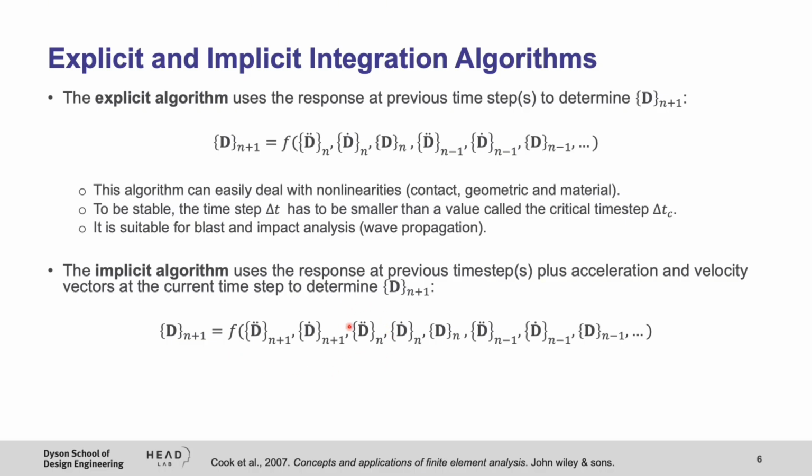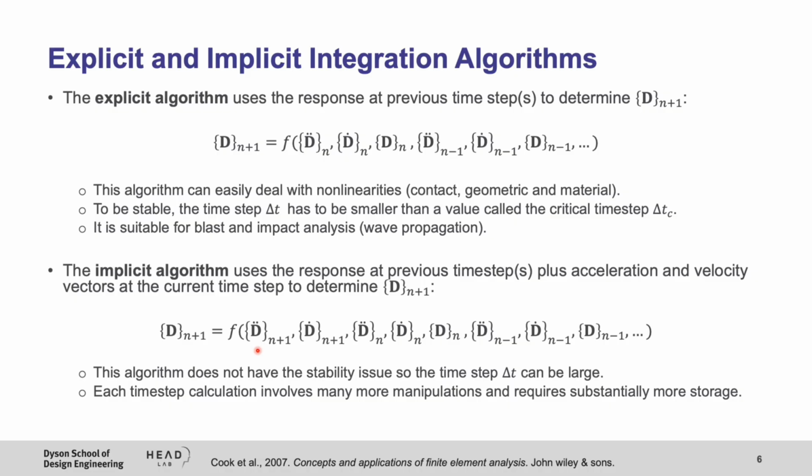So here you can see the response at previous time steps and acceleration and velocity at the current time step. This algorithm does not have the stability issue, so the time step can be large. Each time step, however, involves calculations which involve many more manipulations and requires substantially more storage space. This approach is suitable for dynamic problems that are significantly slower than impact problems.